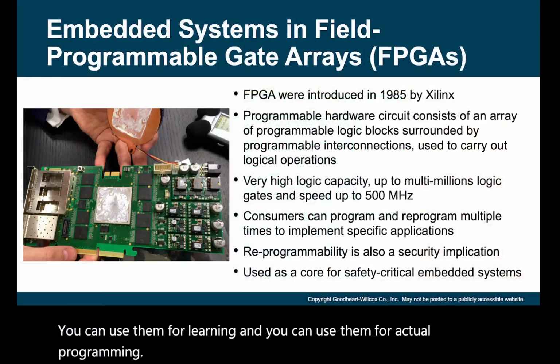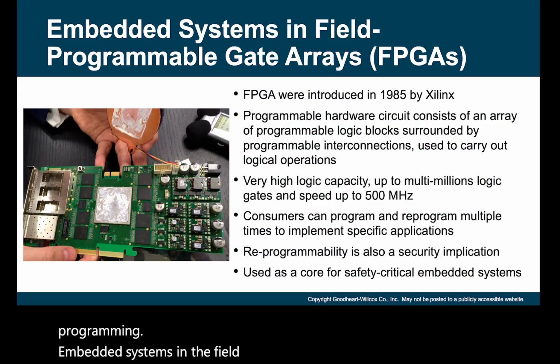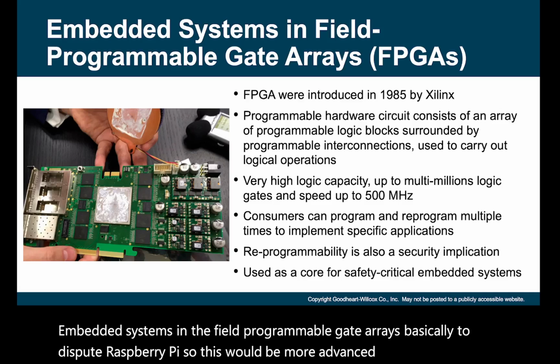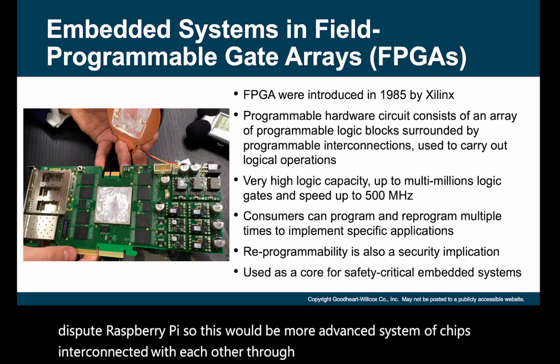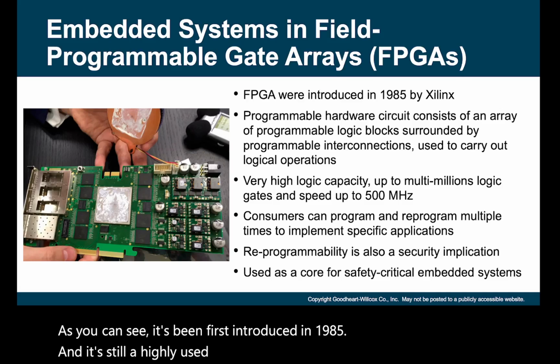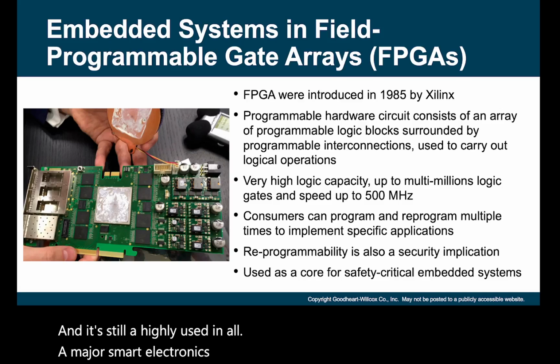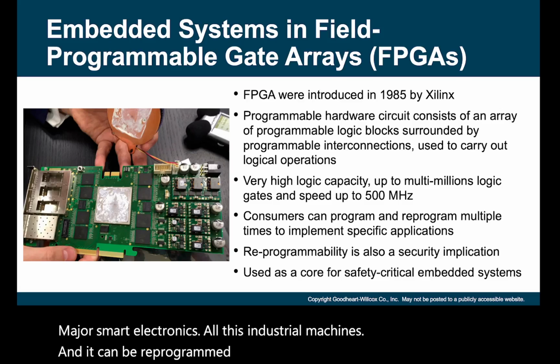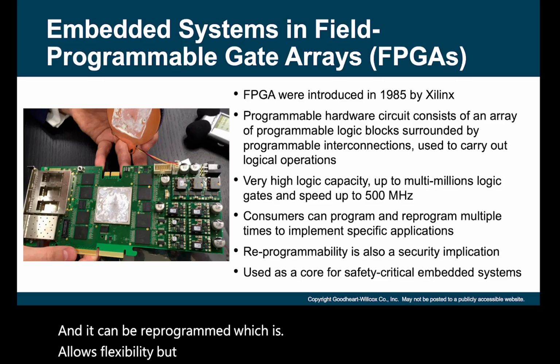Embedded systems in the field include programmable gate arrays. Basically, did you see the Raspberry Pi? This would be a more advanced system of chips interconnected with each other through circuitry. As you can see, it was first introduced in 1985, and it's still highly used in all major smart electronics and industrial machines. It can be reprogrammed, which allows flexibility, but it's also a security issue.